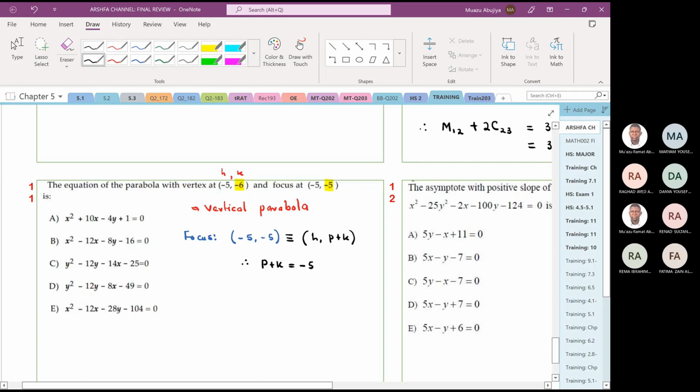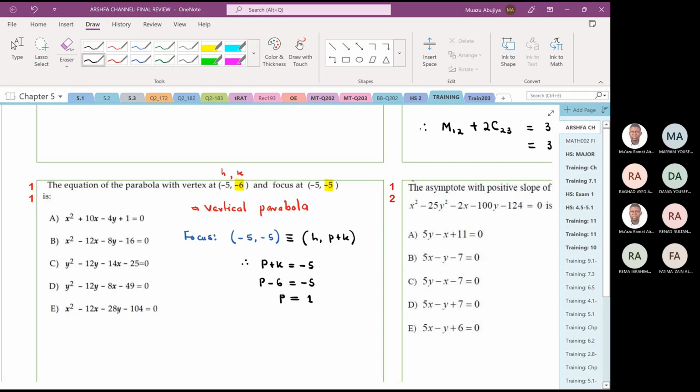Now, good news is that we know what k is, so we can say p - 6, which is k, is equal to -5, and that means p shall be equal to 6 - 5, and that is going to be equal to 1. So p is equal to 1.